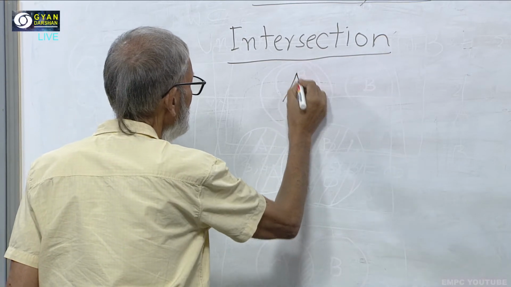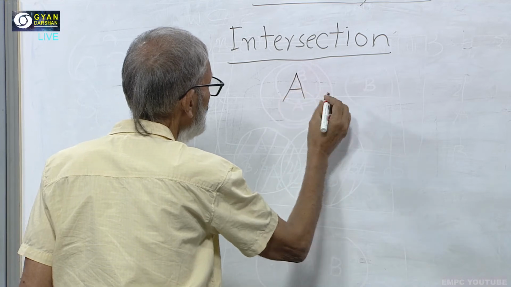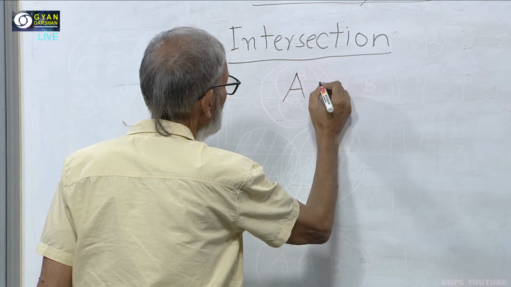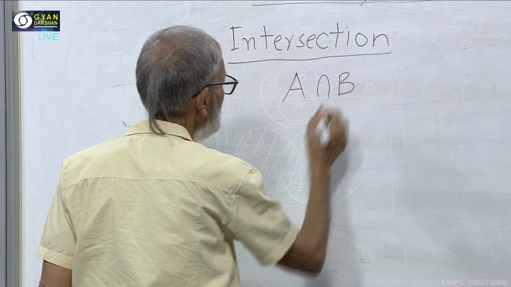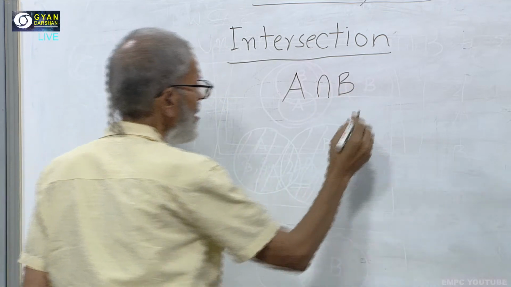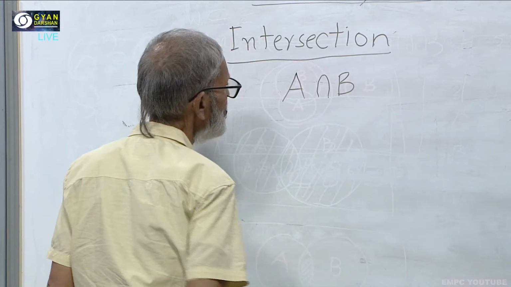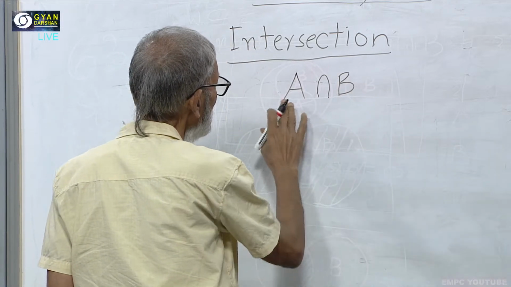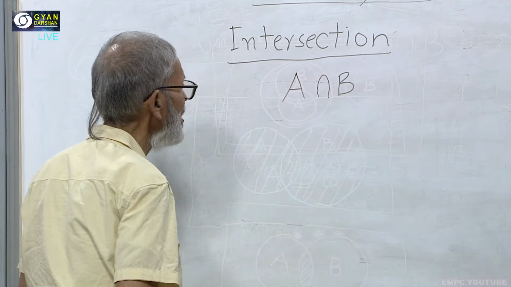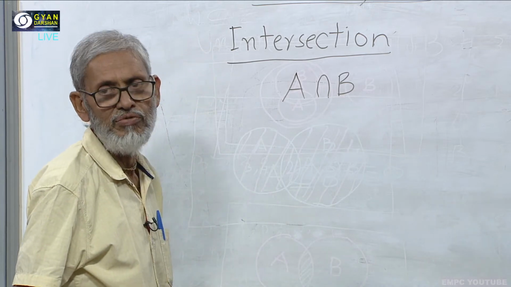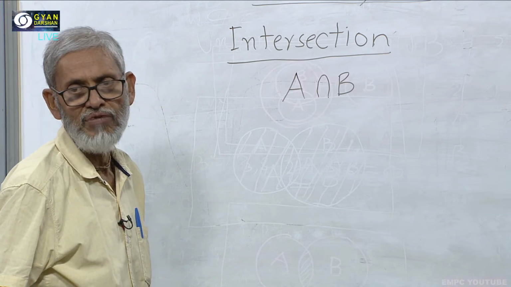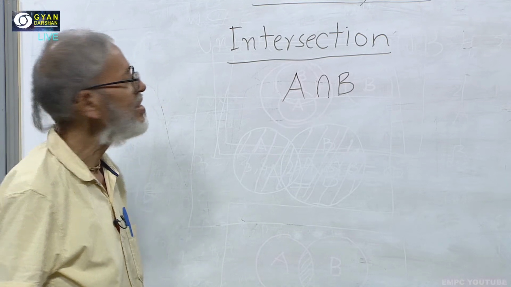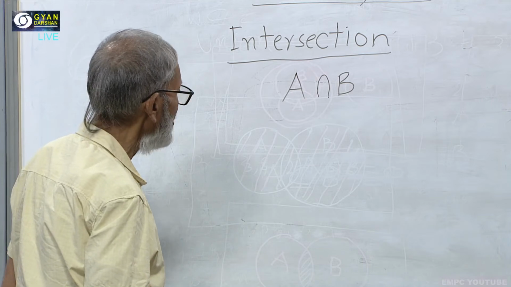A and B are two sets. So, their intersection is called A intersection B, and if it is equal to phi, the empty set, it means that there is no element common in A and B. So, we say that these are disjoint sets. If there are no common elements, then it is called disjoint sets.